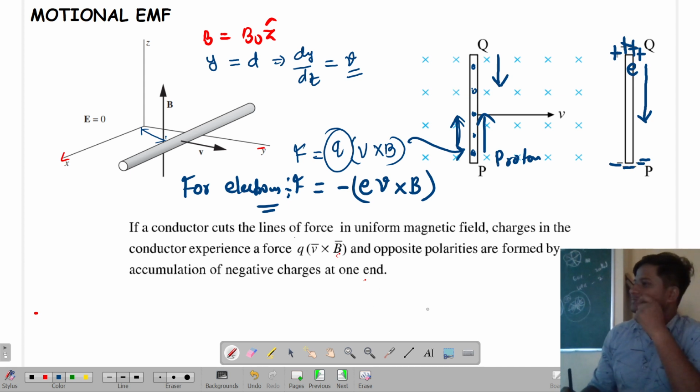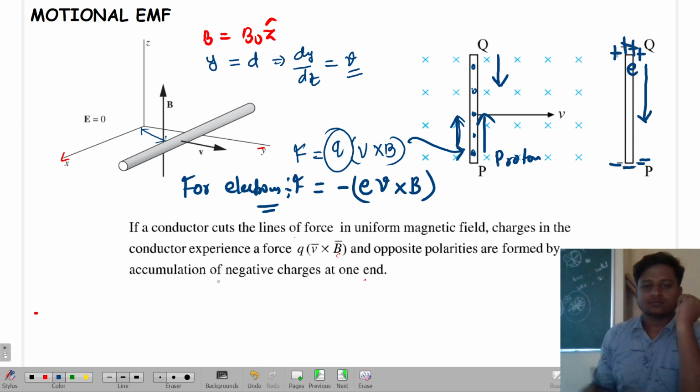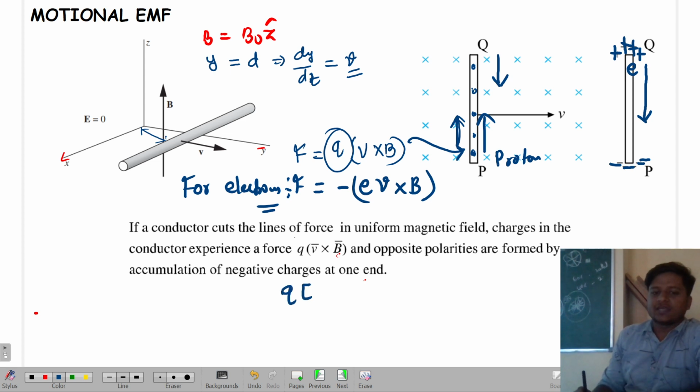Can we move ahead? Now look over here. Force on the charged particle is also given as charge Q into electric field E or not. Tell me yes or no. Force on the charged particle is what? Charge Q into electric field E.